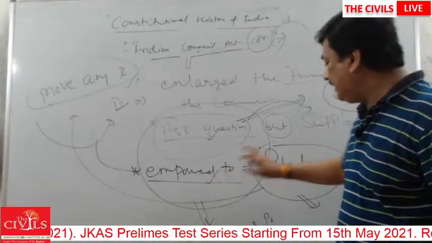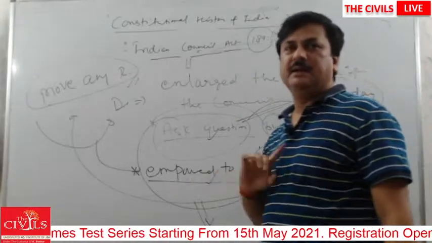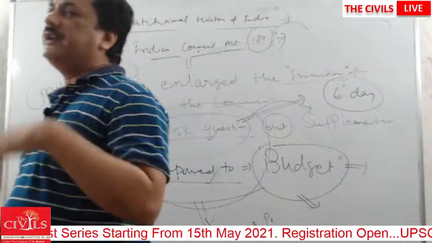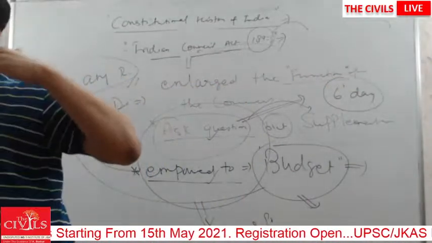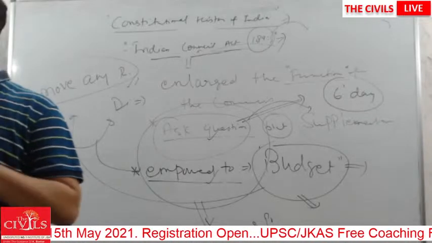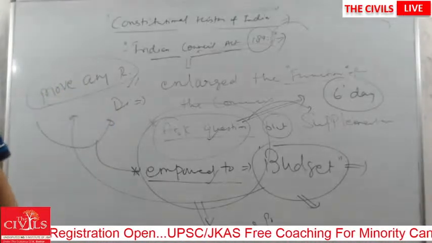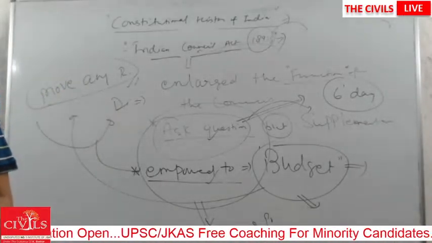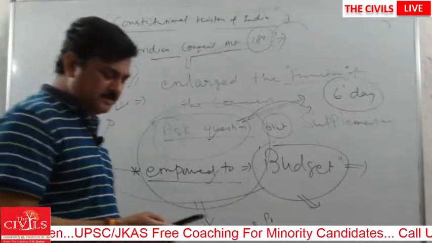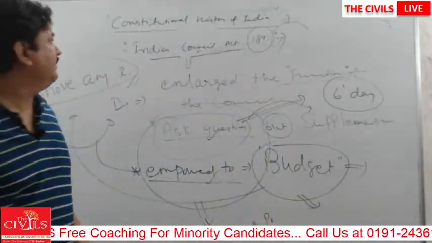Okay, the act empowered the members to discuss the budget, but they had no right to move a resolution against the budget, or to divide the house, the legislature, on the matter of finance. Okay, I hope it is clear to all of you. Any problem? So I'm just concluding.